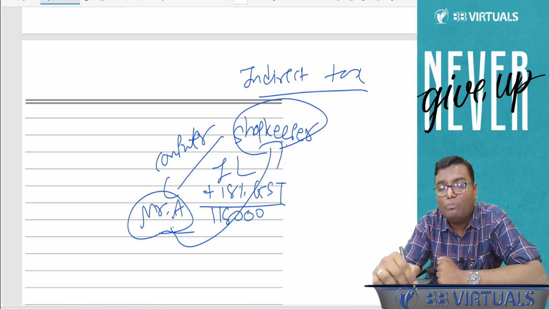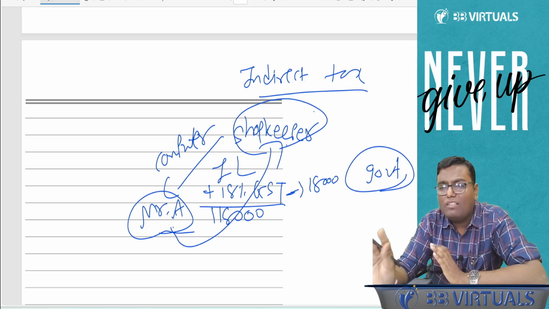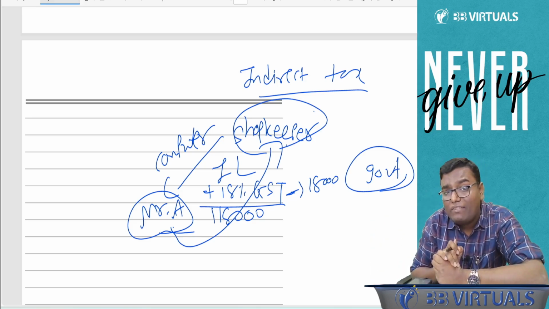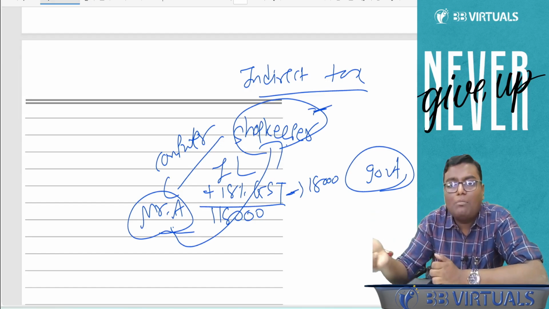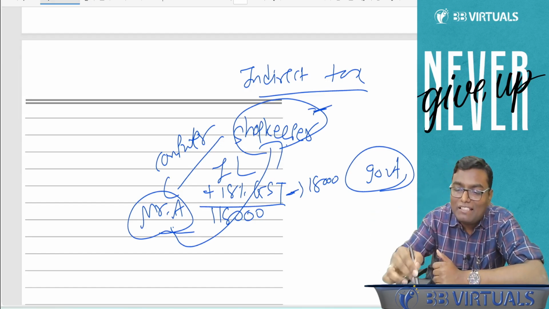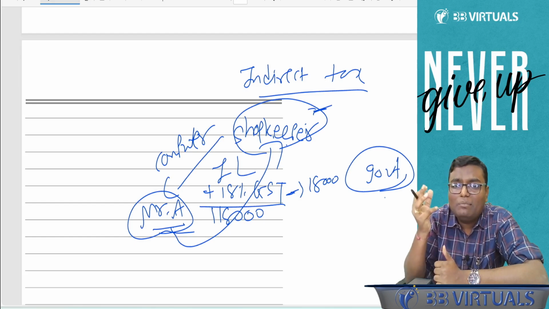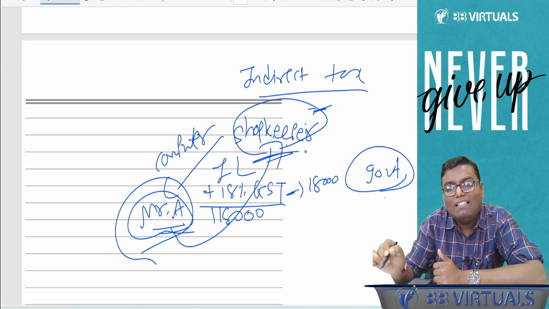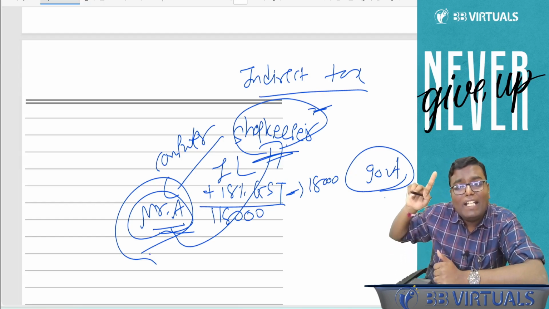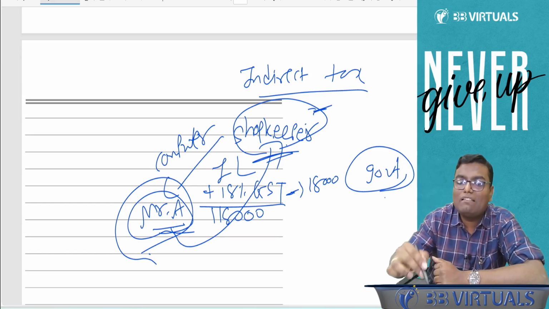Now what will that shopkeeper do? The shopkeeper will keep 1 lakh rupees with him, and this 18,000 GST he will pay directly to the government. Now can I say here the government is earning the tax revenue, and that tax revenue is paid by whom? The shopkeeper. But has that shopkeeper paid this amount from his pocket? No. He has taken it from Mr. A and he has paid it to the government. So can I say the burden is ultimately on whom? The consumer. But the consumer is not the payer. The payer is somebody else. Mr. A is indirectly paying the tax to the government by way of the shopkeeper. And hence this particular tax is called what? Indirect tax.